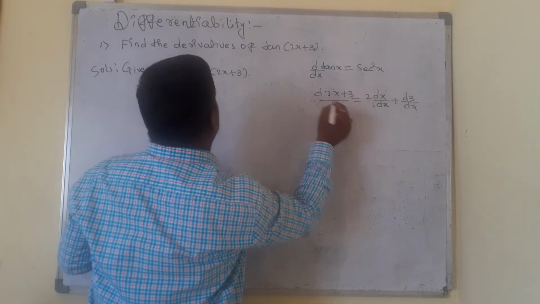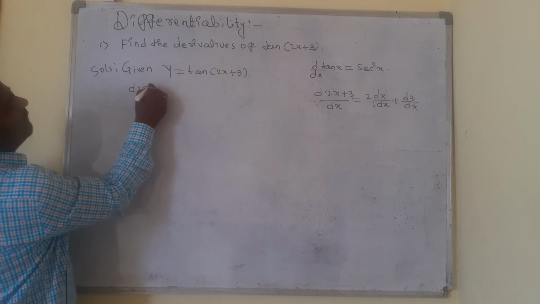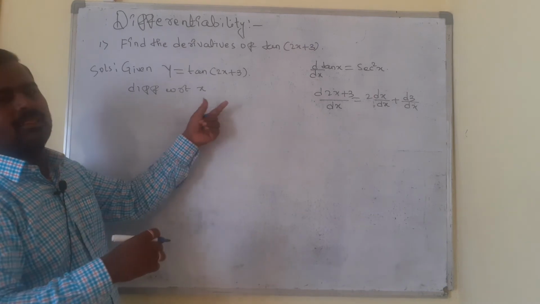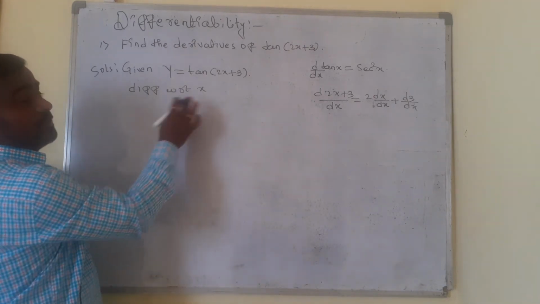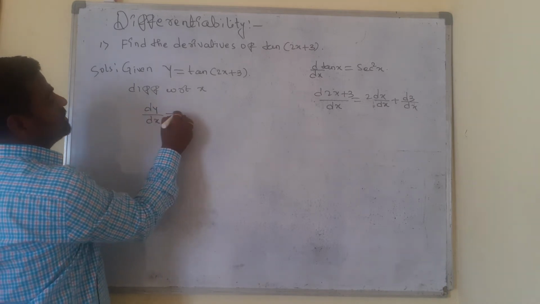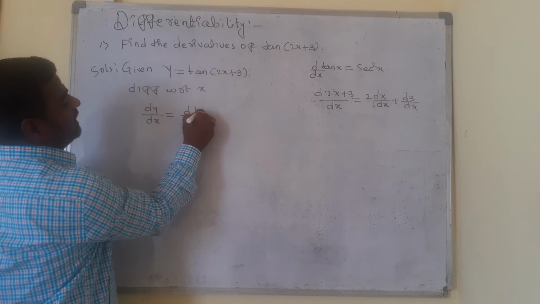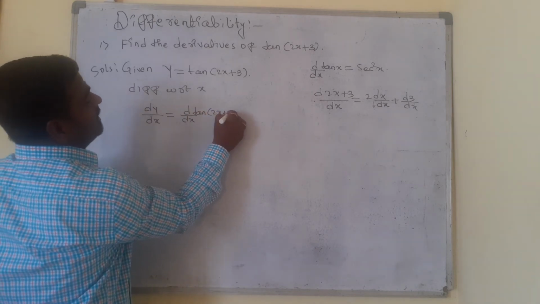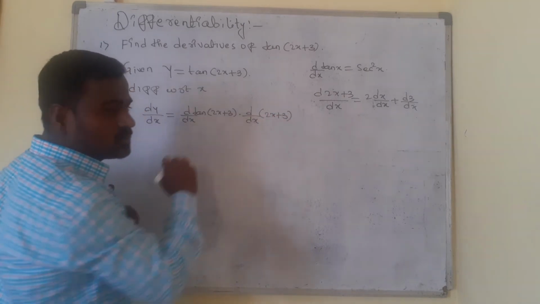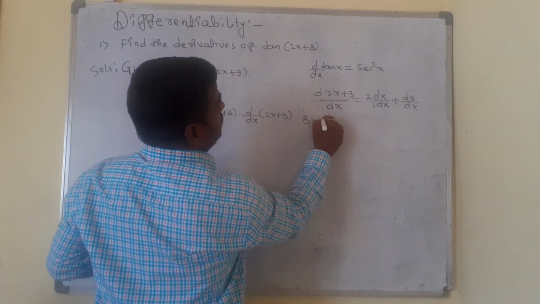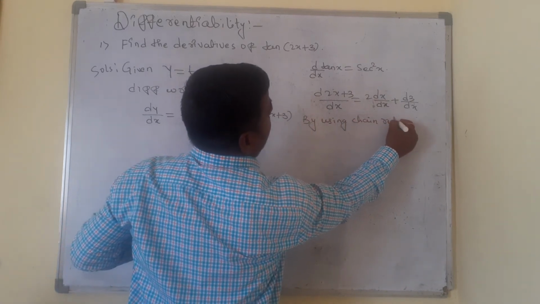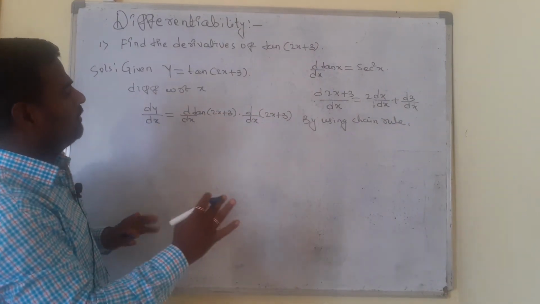We are writing differentiation with respect to x. Here x is the independent variable, so dy is dependent, dx independent. So here differentiation with respect to x of tan of 2x plus 3, then dot, differentiation with respect to x of 2x plus 3. Why am I writing this? By using the chain rule. Catch this one, how to make those values.